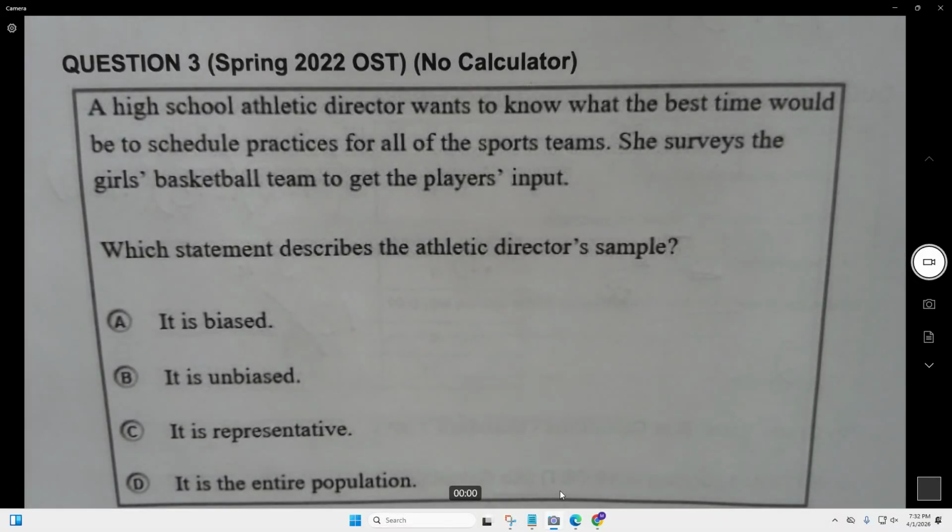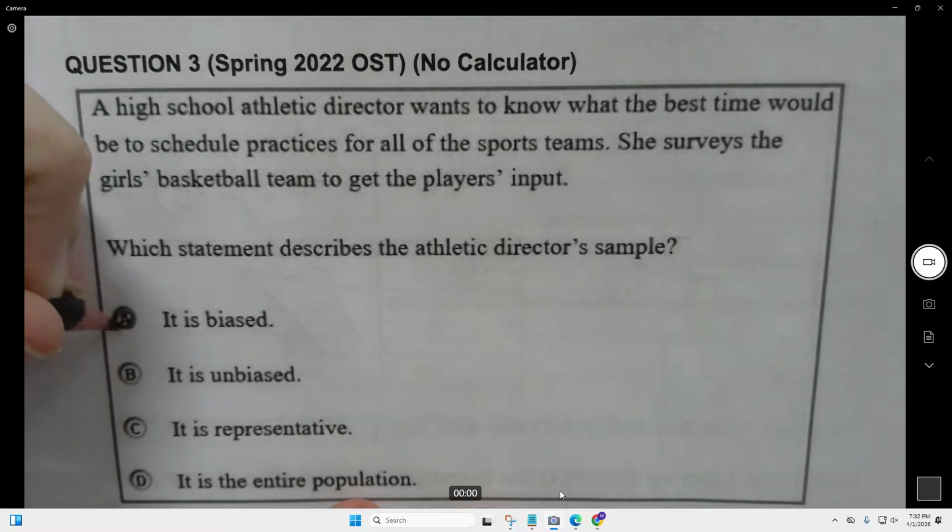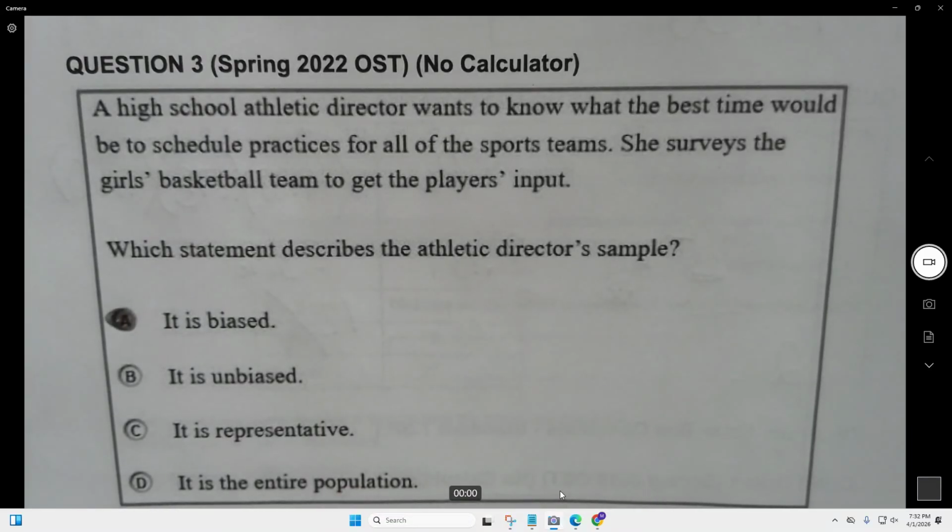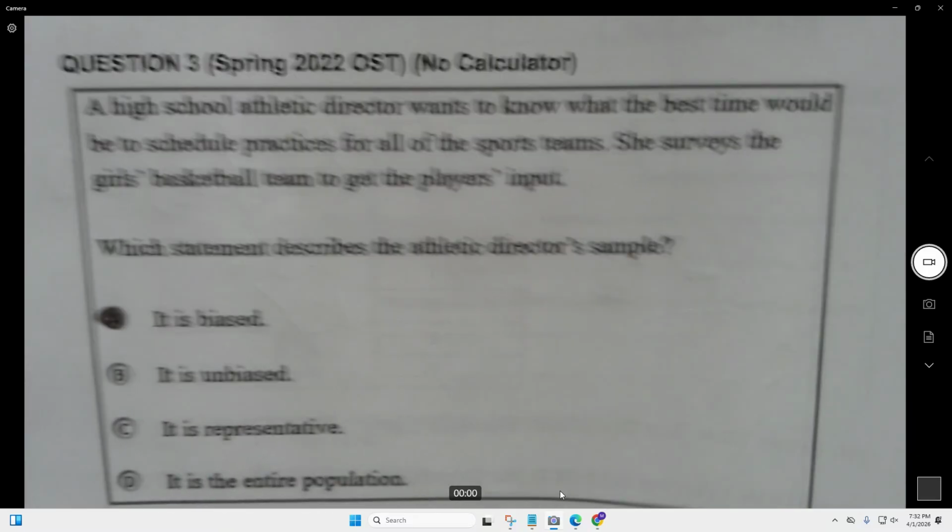So, like I said, when you're talking about sports and you're only going to one sports team, that team is going to be biased to what they want. To them, it doesn't matter what the men's team wants. It doesn't matter what the women's softball team wants. It's only about what the girls' basketball team wants. That's why you can't use it. It is biased.